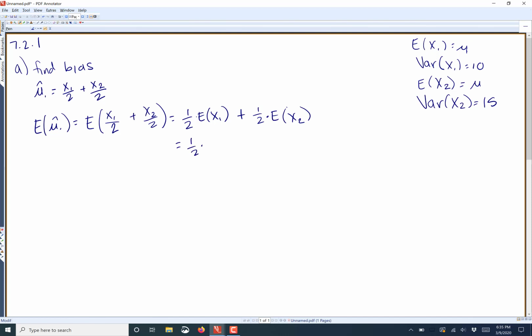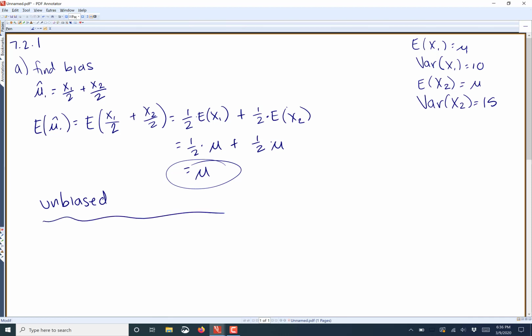Well, in our case, that's going to be 1/2 times the expected value of x1, which is mu, plus 1/2 times the expected value of x2, which is mu. So 1/2 mu plus 1/2 mu does give me mu. Because the expected value of this estimate for mu is equal to mu, we think that we should be getting about what we want. This will be unbiased. Again, because the expected value of our estimate is equal to our population parameter mu that we wanted to calculate, it is unbiased. So let's try it for our third estimate.